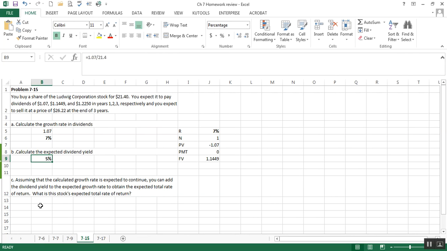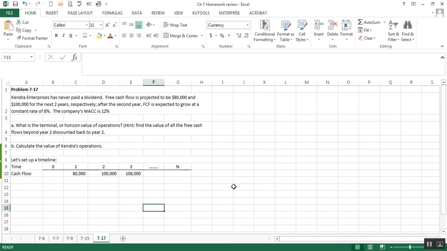Assuming that the calculated growth rate is expected to continue, you can add the dividend yield to the expected growth rate to obtain the expected total rate of return. What is the stock's expected total rate of return? This is simply taking the dividend yield plus the expected growth rate, which is also equal to the capital gain yield, and we get 12% as our total return for this stock.